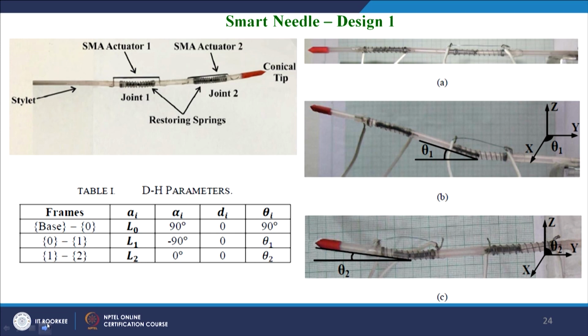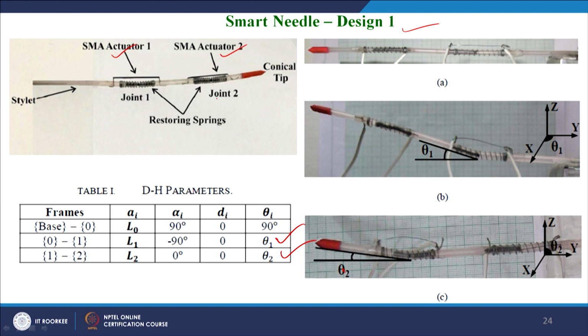Now, coming to smart needle design 1. Here we have performed the design of the smart needle using springs at the joints to have the flexing back capability, and the actuators at each joint are shape memory alloy actuators 1 and 2, they are wires. And this system has 3 degrees of freedom. Basically, it has 2 degrees of freedom, which is shown here, that is theta 1 and theta 2. It is a 2 degrees of freedom system, theta 1 and theta 2.